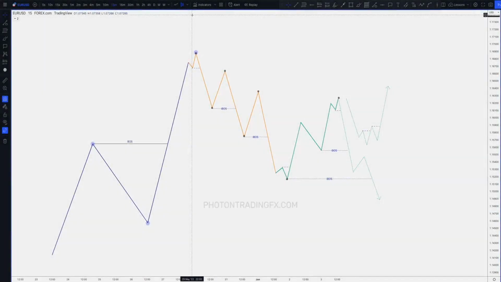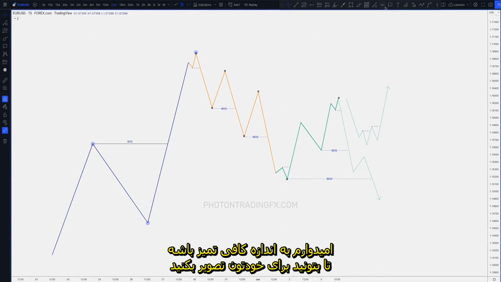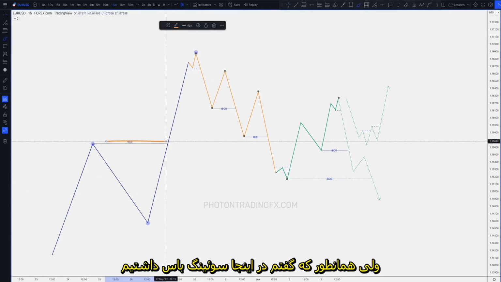Okay, so I've just drawn up a bit of a neater example, as I appreciate all of those drawings can get a little bit messier. So hopefully this is a little bit cleaner to visualize. But like I was just saying, we have our swing breaker structure.